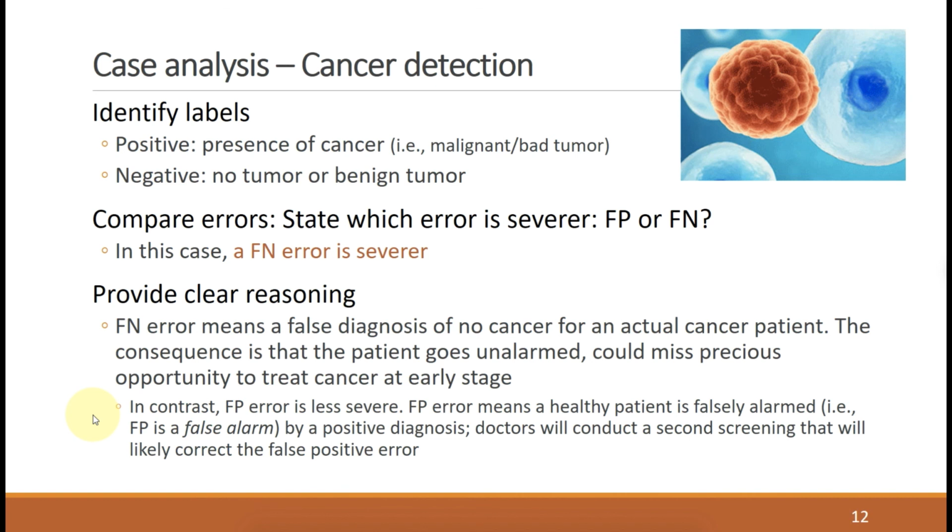So this concludes the process of answering this question of analyzing the binary classification problem in a particular case.